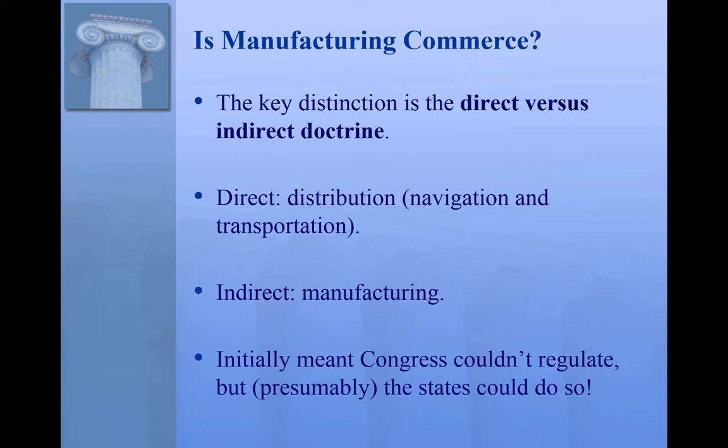This initially meant that Congress couldn't regulate. It couldn't regulate manufacturing. So who would regulate manufacturing? The court said that manufacturing was wholly local in character. It occurred within states. And who does the Constitution say can regulate economic activity that occurs wholly within a state? The states, not the federal government.